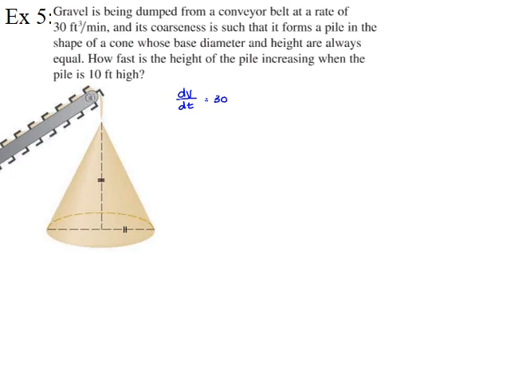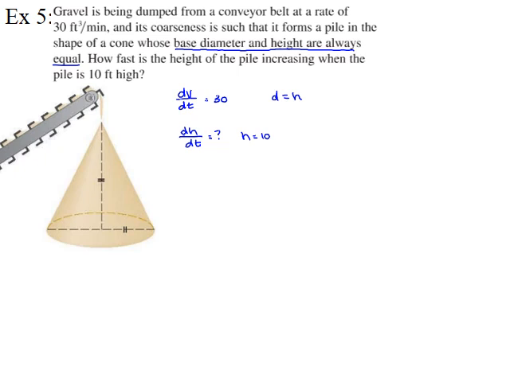Now here's the trick. Its coarseness is such that it forms a pile in the shape of a cone. Okay, we'll get to the cone in a minute, but the key is right here. The base diameter and the height are always equal. So I know that the diameter and the height have to always be the same thing, but that's going to play a role in a minute. How fast is the height of the pile increasing? So that is dh/dt is unknown when you know that the height becomes 10.